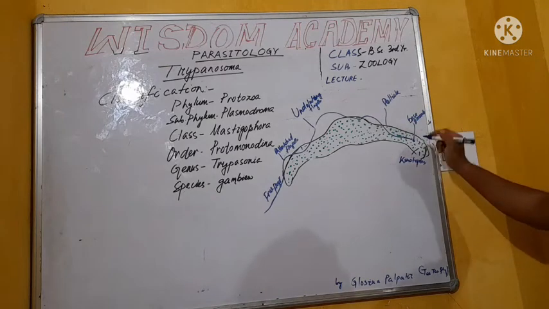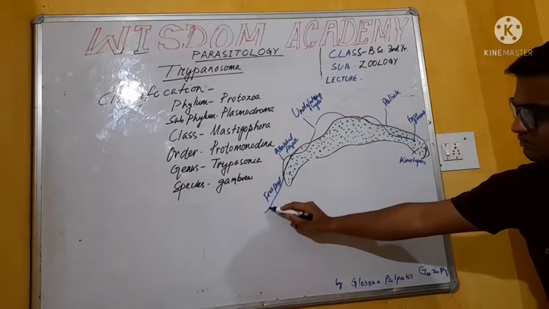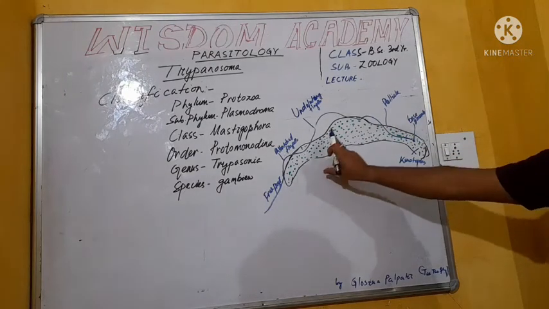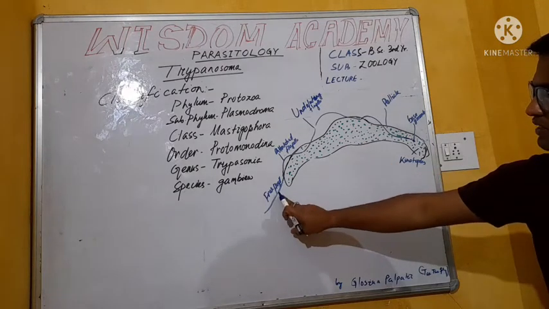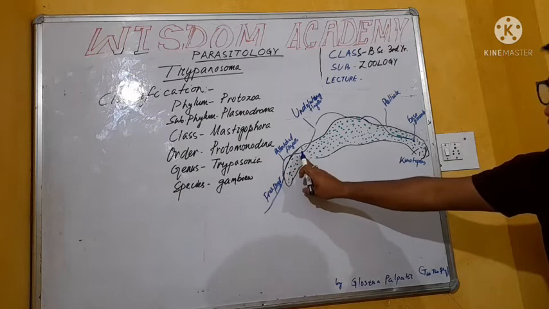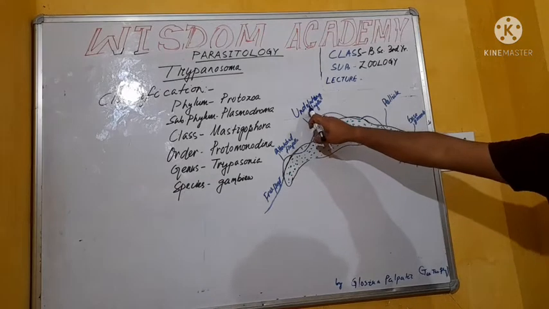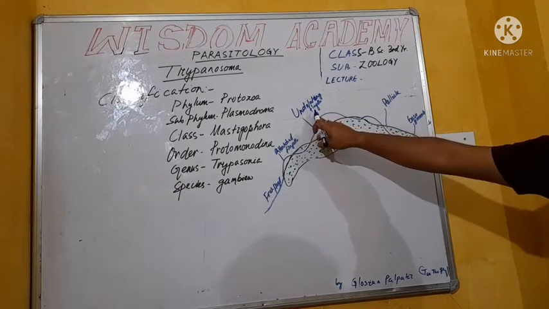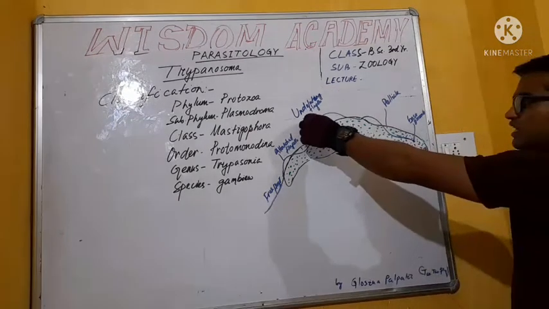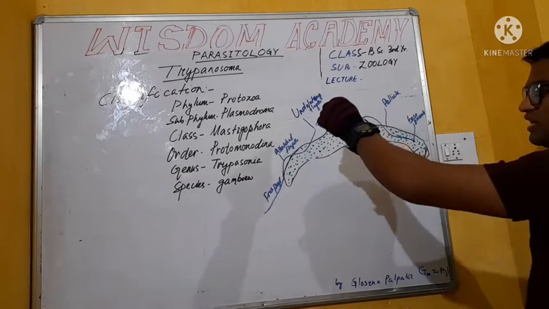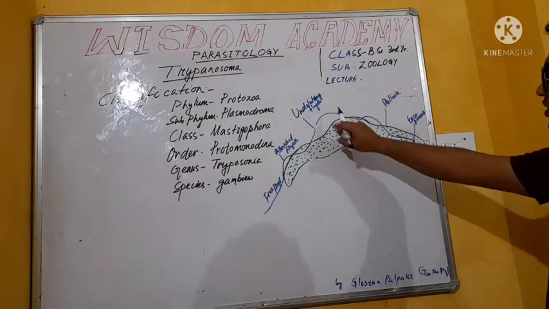This flagellum starts from the basal granule, and this flagellum is not attached to the Trypanosoma, so it is known as free flagella. This flagellum is attached to the Trypanosoma, so this is known as attached flagella. This flagellum is known as undulating flagella. Why is it known as undulating flagella? Because this flagellum has a thin layer of membrane present, so that is known as undulating flagella.